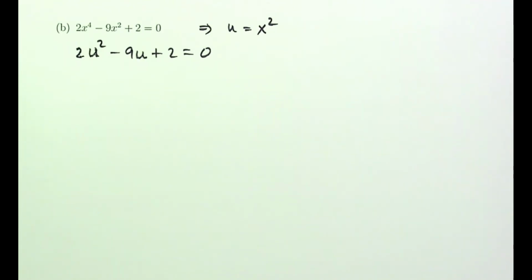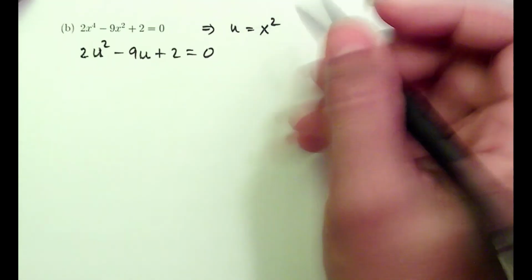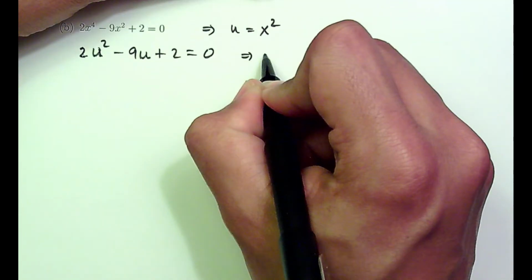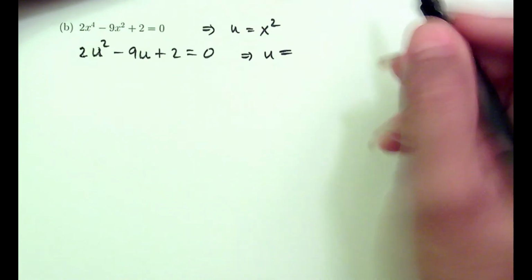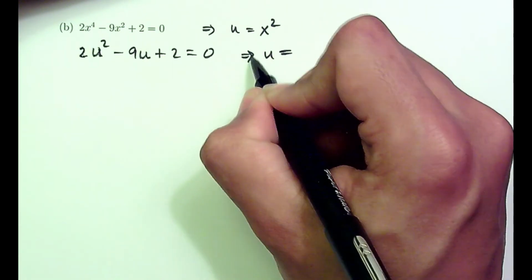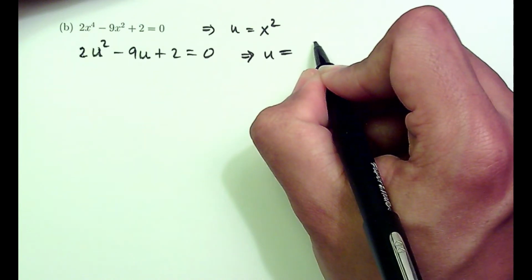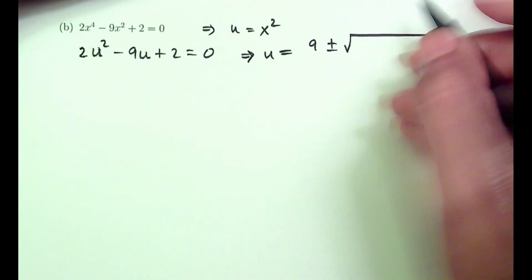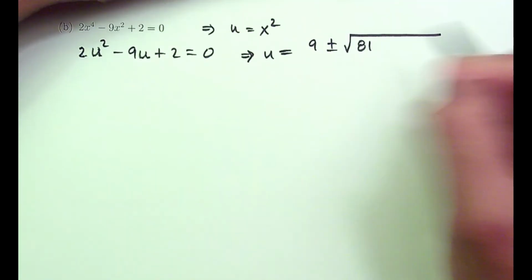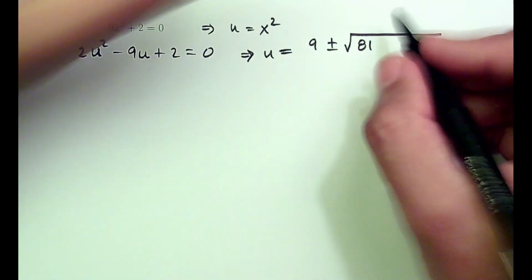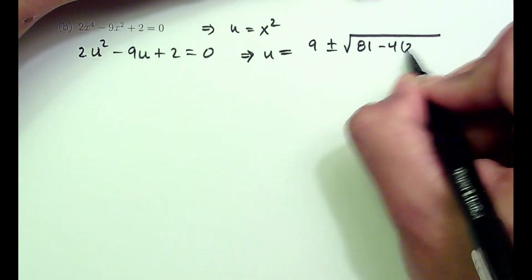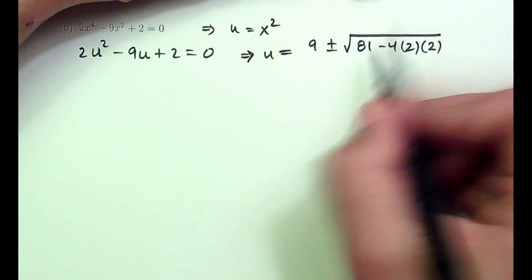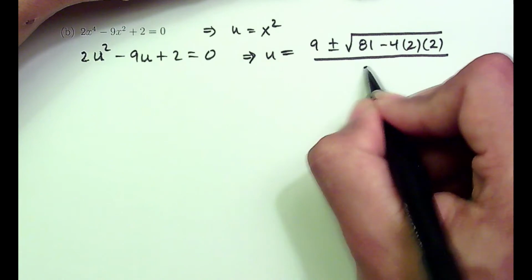And for this one, I'm going to use the quadratic formula. Okay, so applying the quadratic formula to this, u is, what is u? U is negative b, so that's going to be negative 9, so positive 9, plus or minus the square root of b squared. B squared is 81. Negative 9 squared is 81. Minus 4 times a times c over 2 times a.